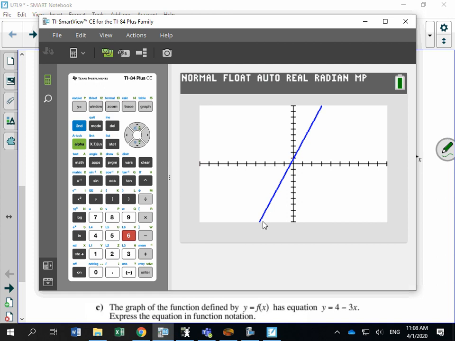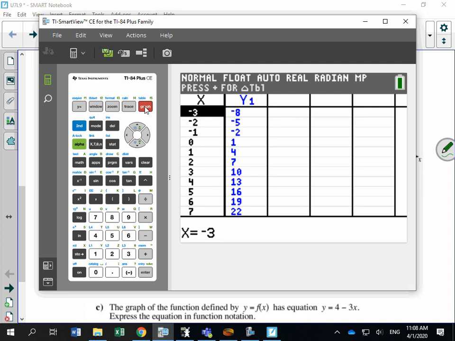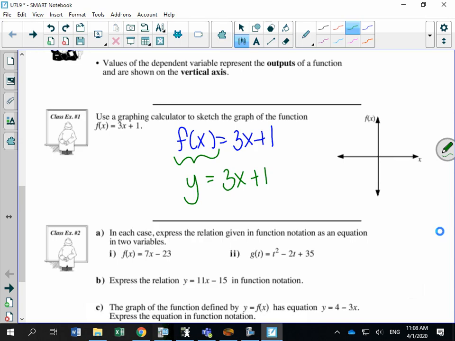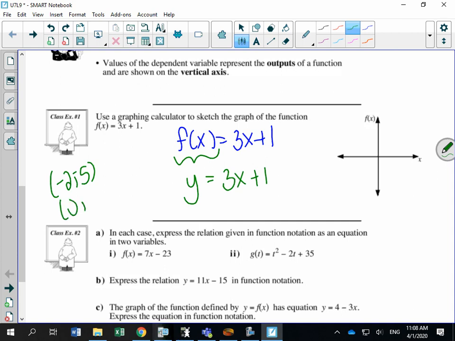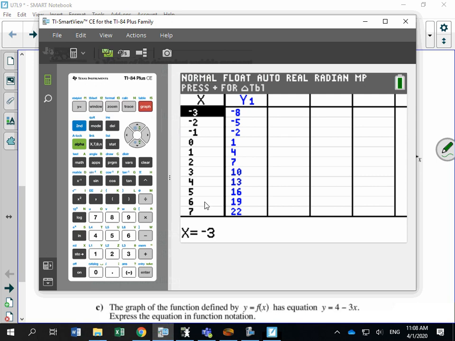So remember that there's a couple different ways that we could plot some values. So I could go to second function table, and I could get some values. So for example, when x is -2, y is -5, right? I'm going to write that ordered pair down. When x is -2, y is -5. And another value, when x is 0, y is 1. A third value, when x is 1, y is 4.